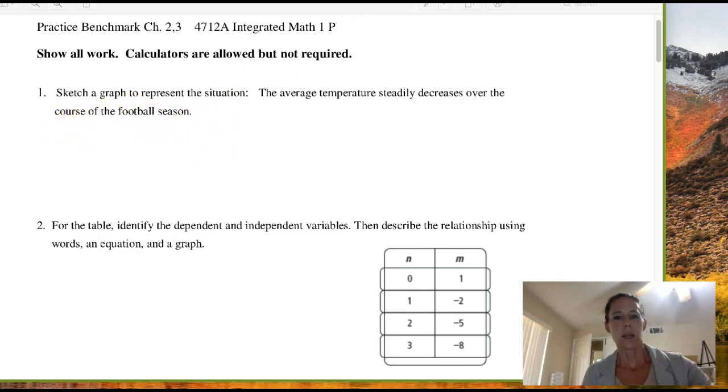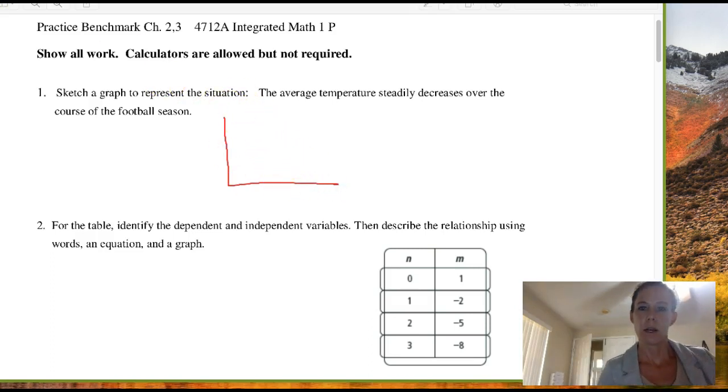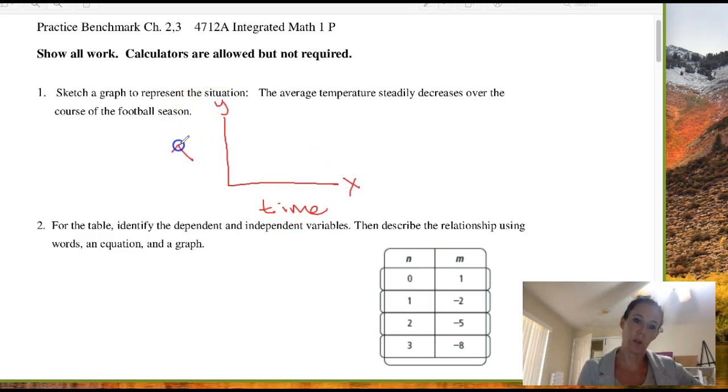All right, if we want to describe this, if we look at a little graph, and I'm just going to make a positive and positive. If this is the time on the x-axis, usually we do time on the x-axis, and let's do the y-axis as the temperature, because we're looking at the average temperature. That says temp. All right, if the average temperature steadily decreases over the course of the football season.